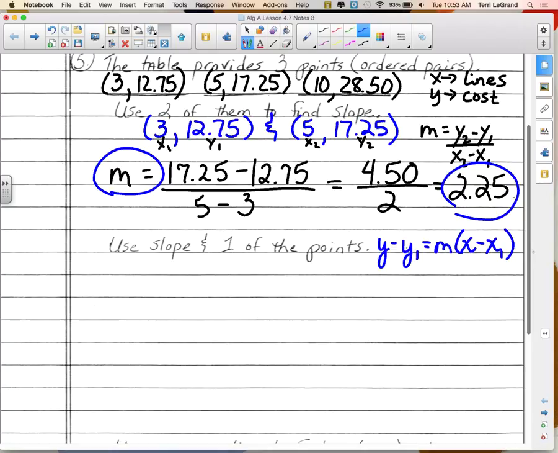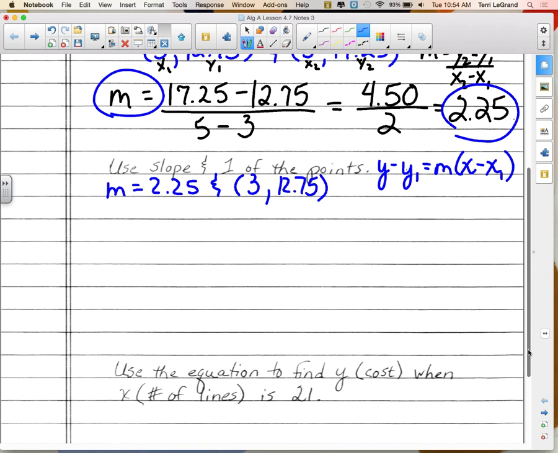So slope is 2.25, and does it matter which point we use? No, it really doesn't matter. We already named one x sub 1, y sub 1. It has the smallest values in it. Do you think that might be the easiest one to use? Okay, let's use that one. Ordered pair 3, 12.75. It should not matter which one we use, but that's the one we're going to choose, okay? So now, could somebody give me what our equation would look like starting out in point slope form?